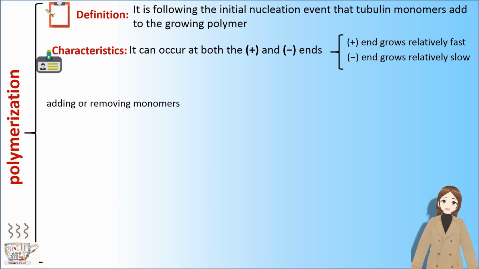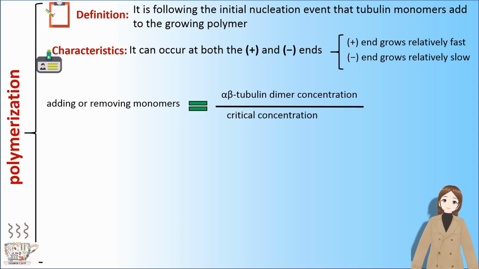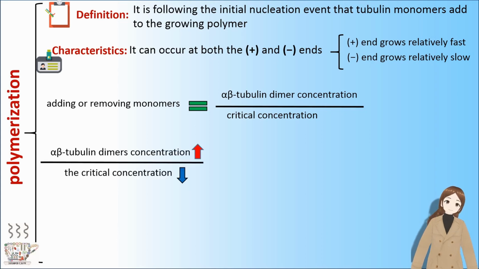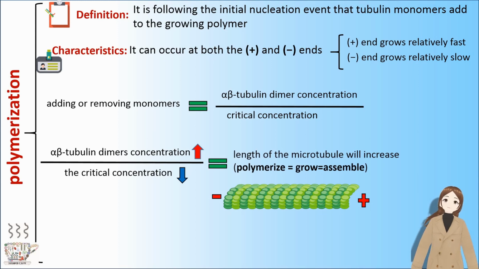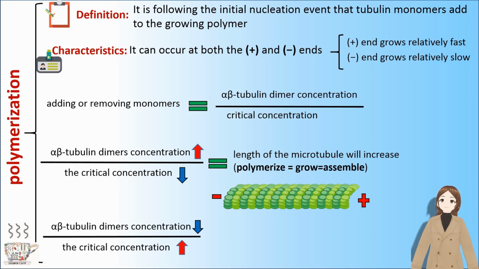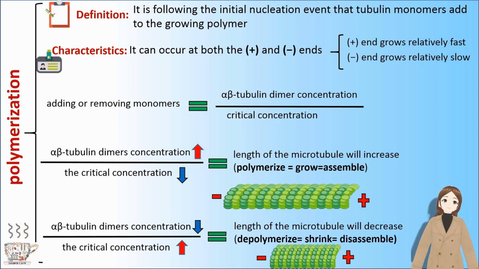Adding or removing monomers is equal to the ratio of alpha-beta tubulin dimer concentration to critical concentration. If the alpha-beta tubulin dimer's concentration is greater than the critical concentration, the length of the microtubule will increase, or the microtubule will polymerize or grow or assemble. But if the alpha-beta tubulin dimer's concentration is less than the critical concentration, the length of the microtubule will decrease, or the microtubule will depolymerize or shrink or disassemble.